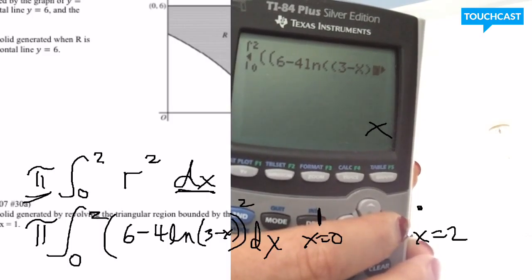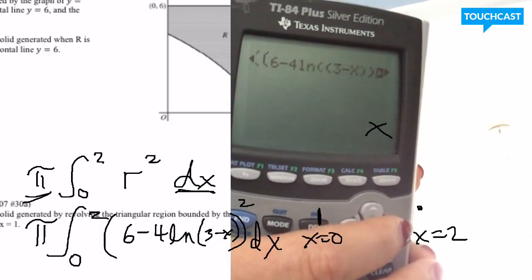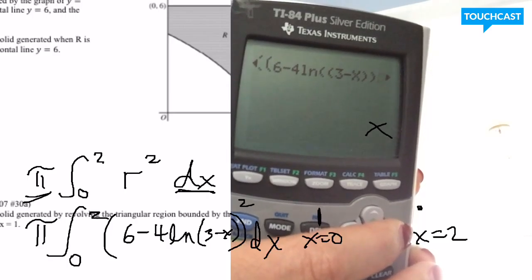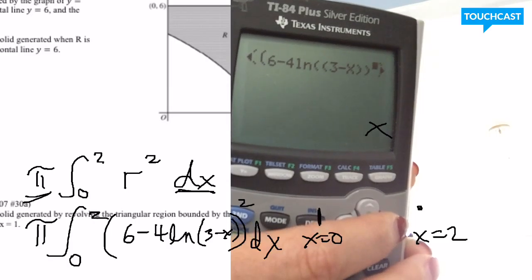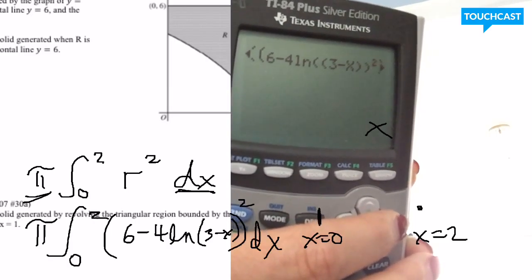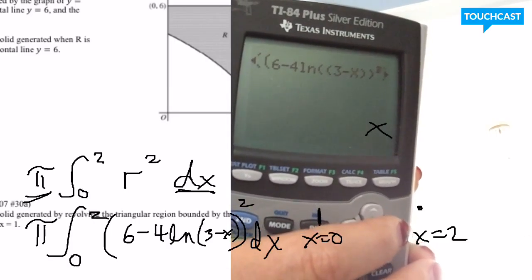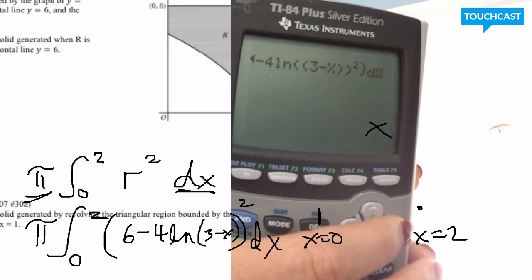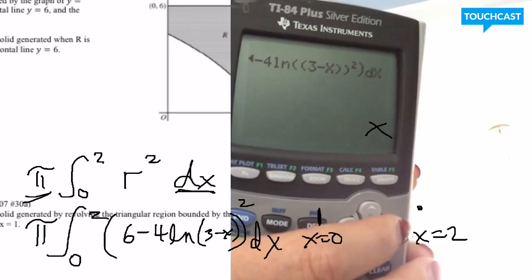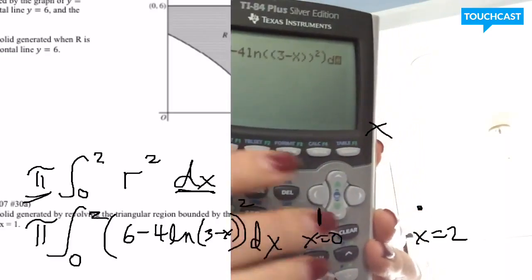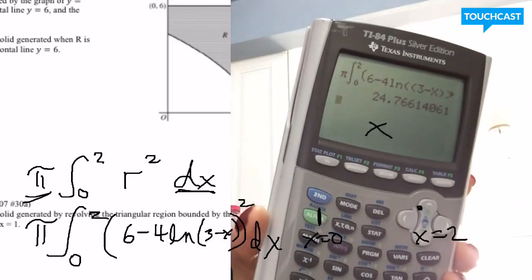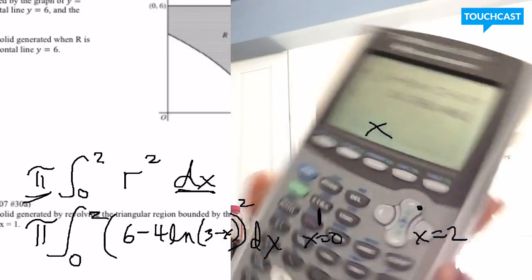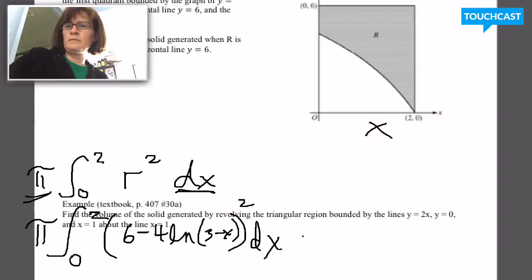so that closes the 3 minus x parentheses, that closes the natural log parentheses, that closes the extra parenthesis I typed in, and I have the square on it. That's the parenthesis that was typed in already. That closes the integrand, and then I typed in the dx. So 24.766 equals 24.76.